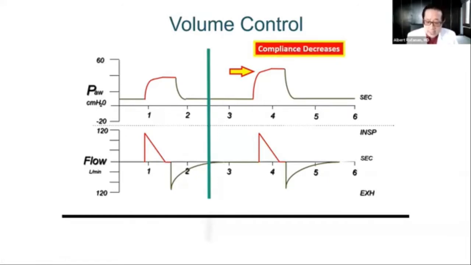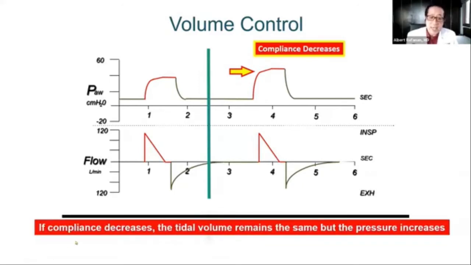The pressure is dependent on your compliance. If the compliance decreases, the tidal volume remains the same, but the pressure increases. What do you mean by that? If you have a stiff lung, less compliance, very stiff, and you're giving the same volume, what happens? The pressure increases in the smaller container. Thus, you may be able to deliver the volume, but as the compliance decreases or the lungs get stiffer, the pressure increases. This is why sometimes in volume control ventilation, we see peak airway pressure alarms, because as the compliance decreases, the pressure will also increase.